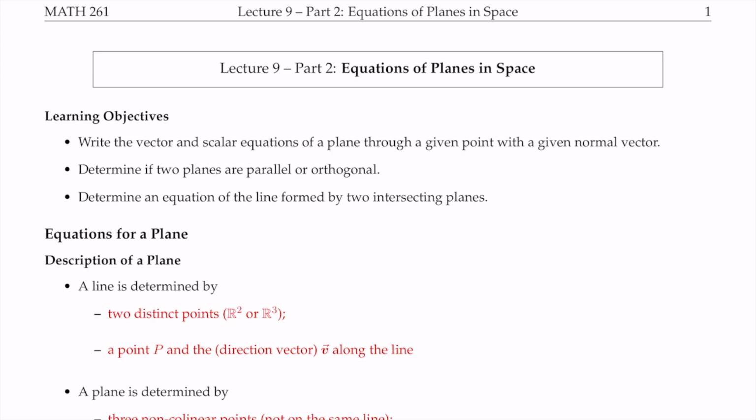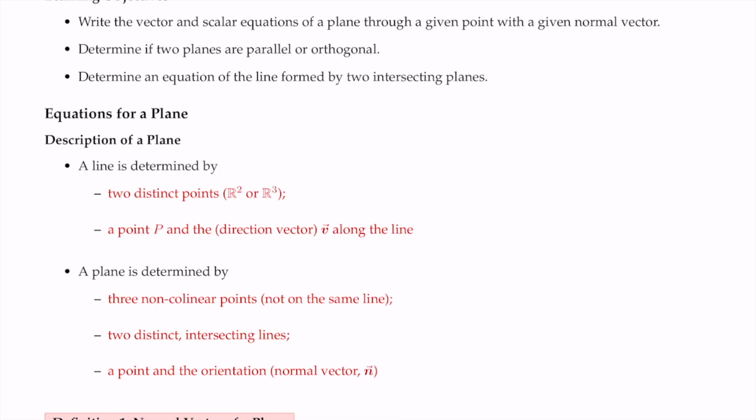So that's a quick review of what we're going to study in this lecture. Hopefully after this lecture, we would be able to write the vector and scalar equation of a plane through a given point with a given normal vector. We're going to learn how to determine if two planes are parallel or orthogonal. And we will learn how to find an equation of the line formed by two intersecting planes. So now we're going to go into the description of a plane.